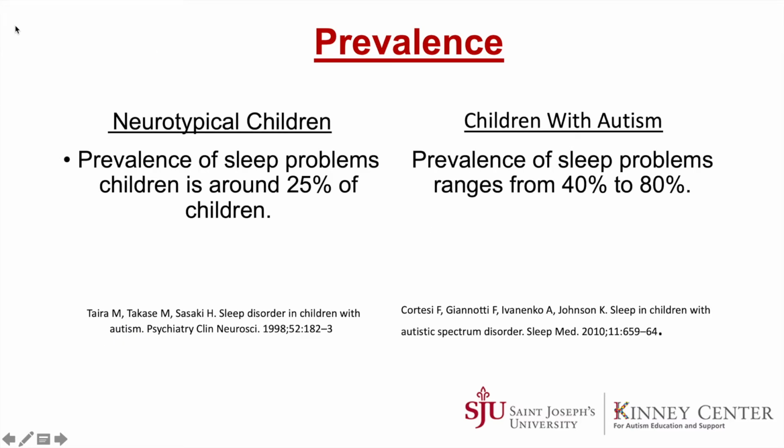So the prevalence of sleep disturbance or sleep problems in neurotypical children is around 25% of all children. However, this is highly increased with children on the autism spectrum. The prevalence of sleep problems actually ranges from 40 to 80% of all children diagnosed with autism spectrum disorder.